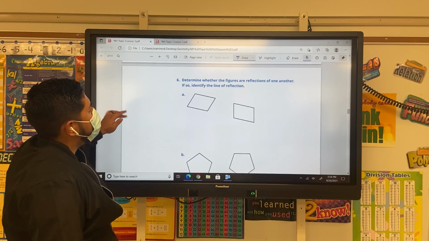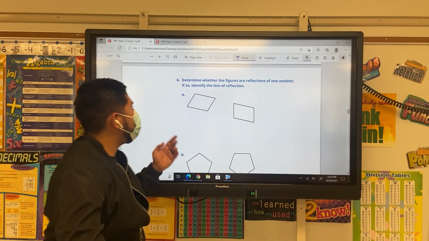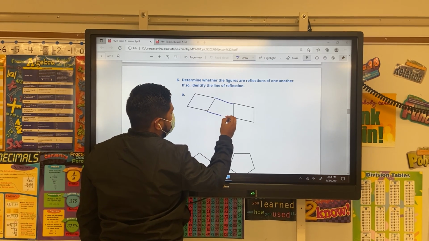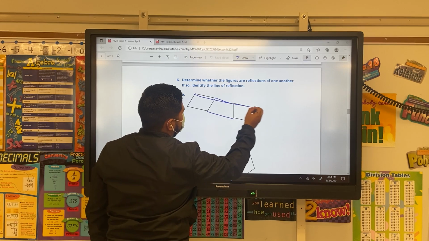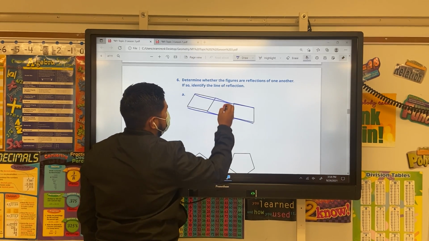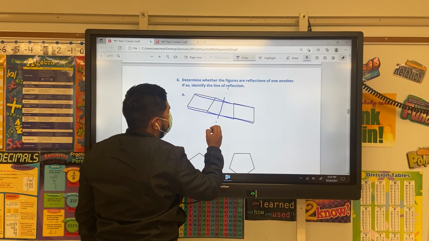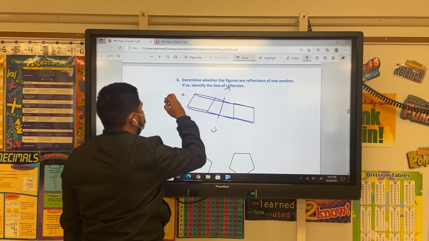All right, determine which figures have reflections. Let's do it. Point to point, point to point, point to point, point to point. If I found the middle part, we will have some type of line right here. This is reflection, check mark.